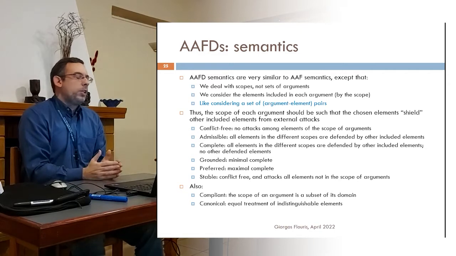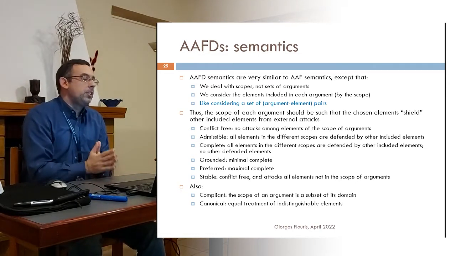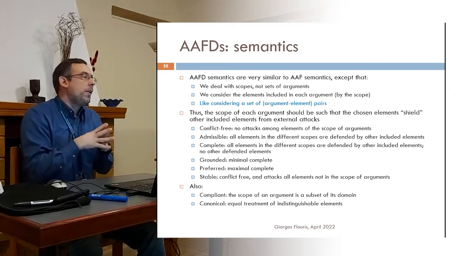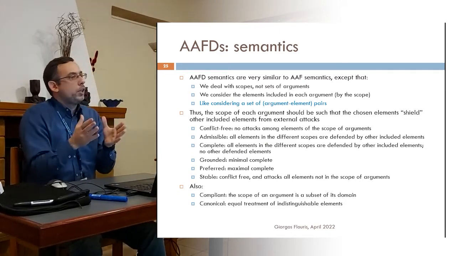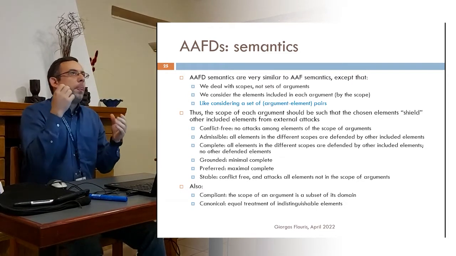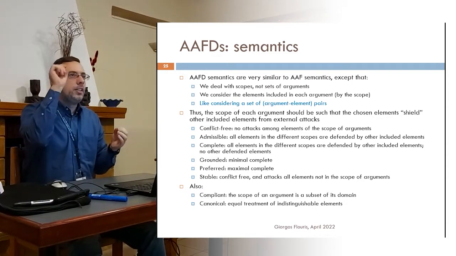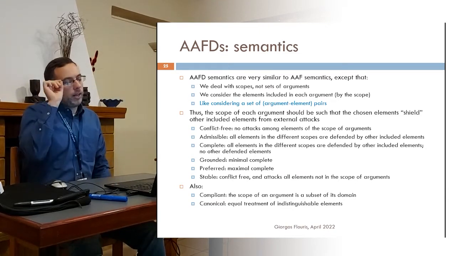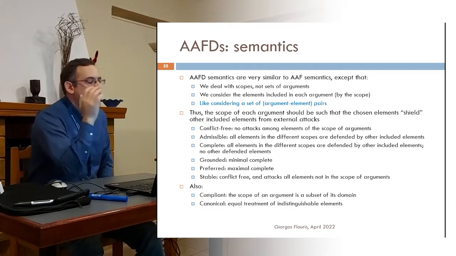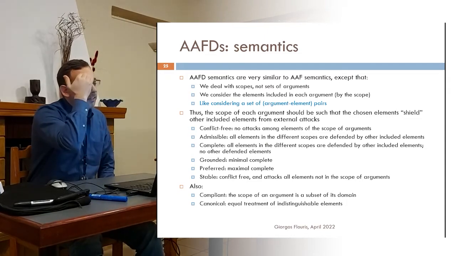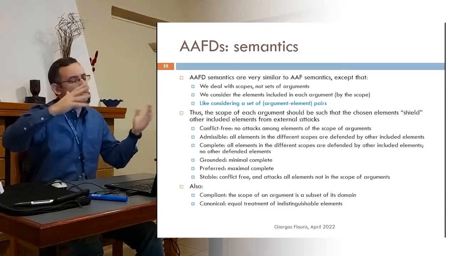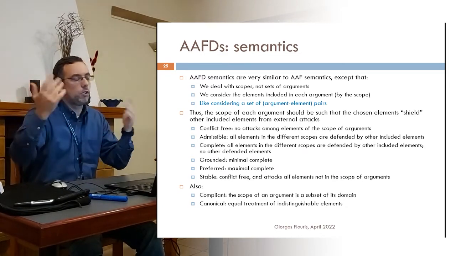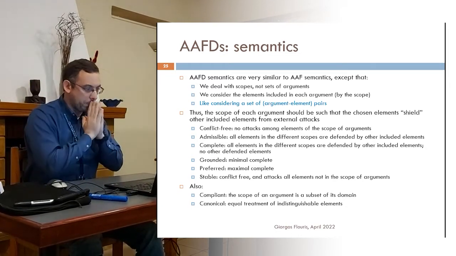Now, based on this idea, we can define AFD semantics. They are very similar to AAF semantics. They are defined in the same manner, except that, as I explained earlier, we don't talk about arguments, we talk about scopes, we talk about elements inside arguments that are individually accepted or rejected. Not the arguments as a whole, but individual elements of the arguments are accepted or rejected. And if you look at the definitions here, you will see that they are a simple transliteration of the definition that I showed a couple of slides ago about AAF, so it's basically the same thing.